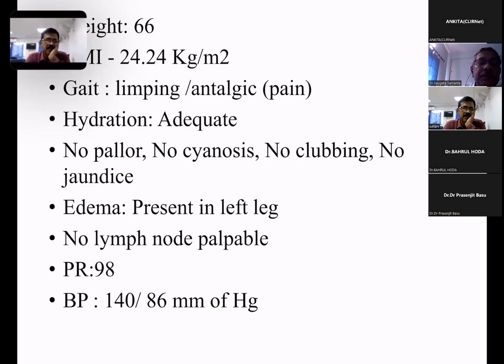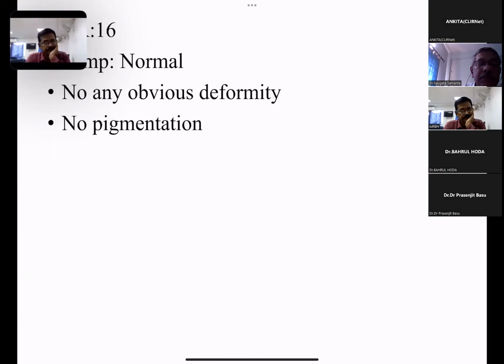Hydration was adequate. There are no signs of pallor, cyanosis, clubbing, jaundice. Edema was present in the left lower leg. There are no lymph nodes palpable. Pulse rate is 98. BP is 140 by 86 millimeter of mercury. Respiratory rate was 16. Temperature was normal, and there was no obvious deformity, and there's no pigmentation in body.